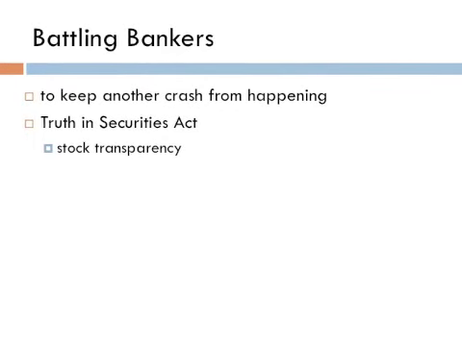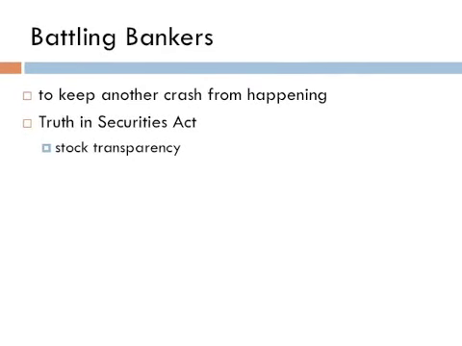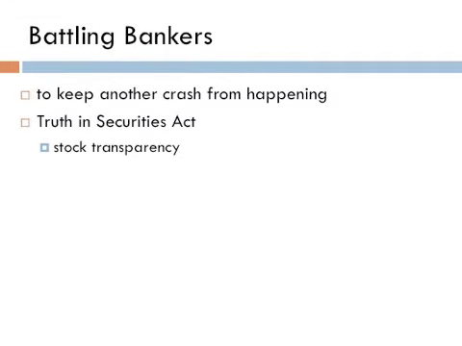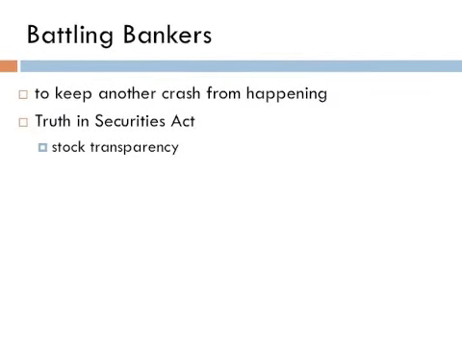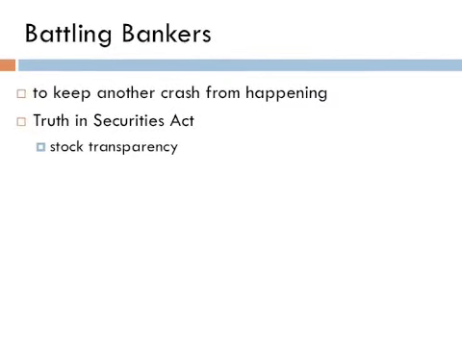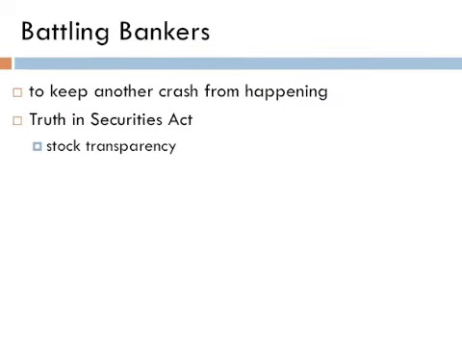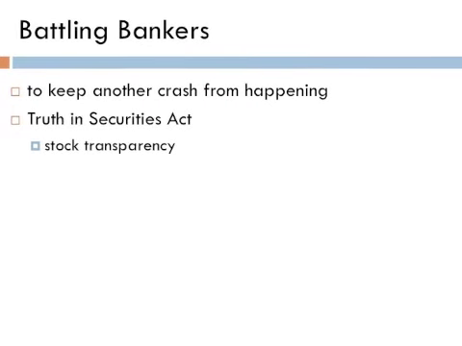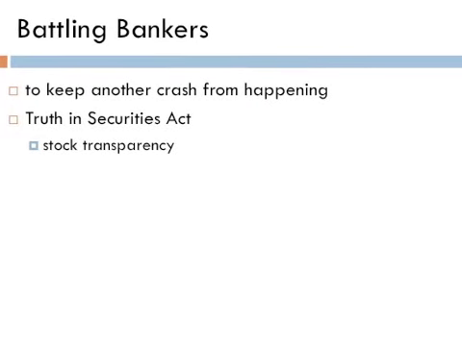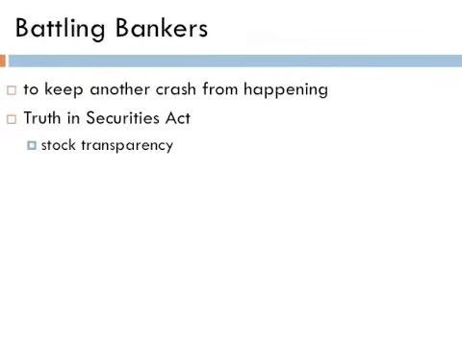Another thing that FDR had to do as a component of the New Deal was to go to war, or to battle, bankers. What he's trying to do is prevent another stock market crash from happening. In other words, put in some kind of regulations that will keep this from occurring again. The first one is the Truth in Securities Act, which basically deals with stock transparency.